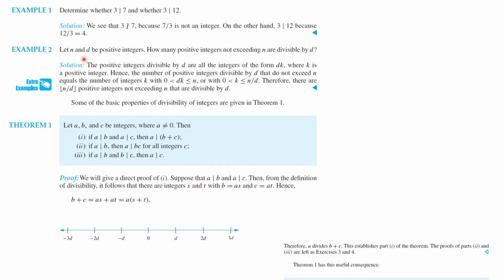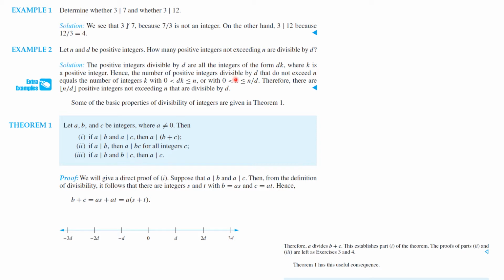Example 2 actually has us do a little bit of counting. Let n and d be positive integers. How many positive integers not exceeding n are divisible by d? Well, when you look at the positive integers, you're going to have 1d, 2d, 3d, up to, but you don't want to exceed n. Those are all integers of the form dk, where k is a positive integer.